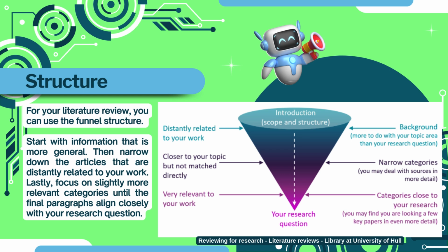For your literature review, you can use the funnel structure. Start with information that is more general, then narrow down the articles that are distantly related to your work. Lastly, focus on slightly more relevant categories until the final paragraphs align closely with your research question.